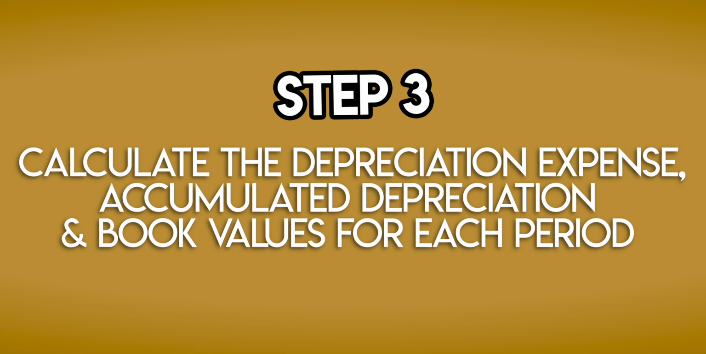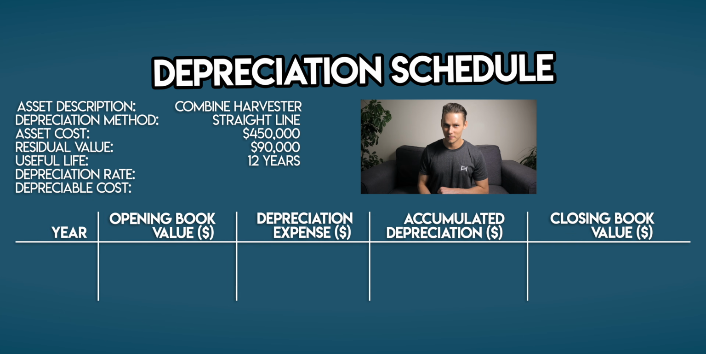Step 3. Calculate the depreciation expense, accumulated depreciation, and book values for each period. This is where things get real. Yes, we need to fill in all of the blanks. Let's begin with your opening book value. This one's easy. It's your asset cost, $450,000.